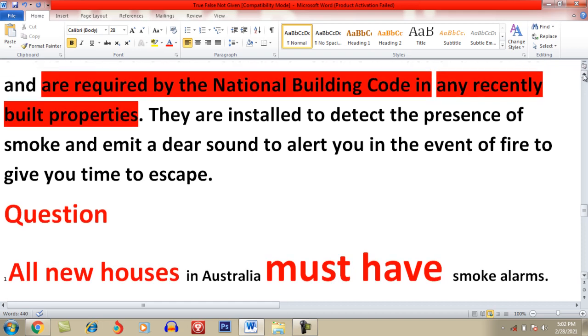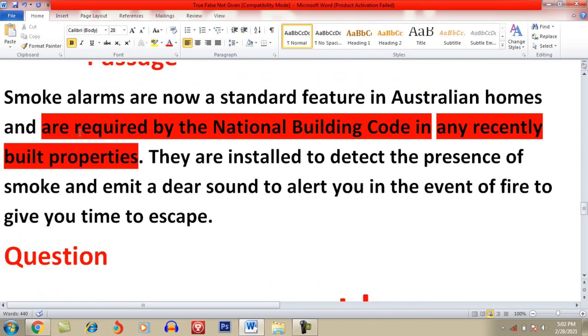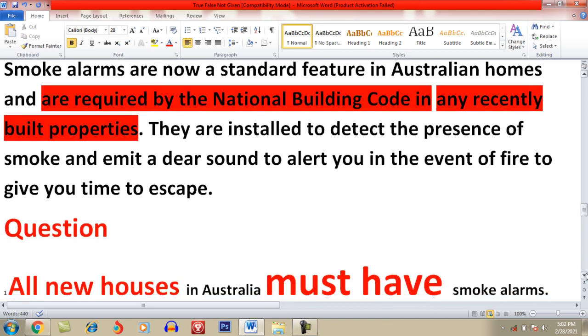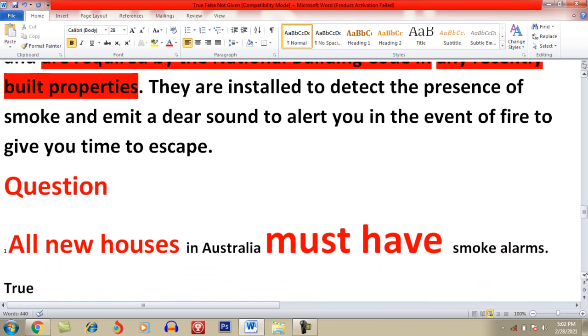Therefore, if I compare that with "are required by the National Building Codes in any recently built property", it means that smoke alarms are very important. If you have smoke alarms in homes, that is the requirement from the government side. So if I compare the statement of the question with this passage, the answer is true. Why? If there is any type of property, it must have a smoke alarm. So my answer is true.